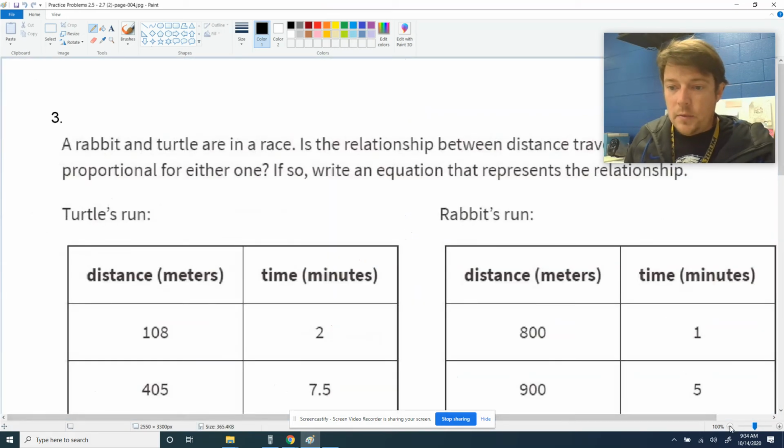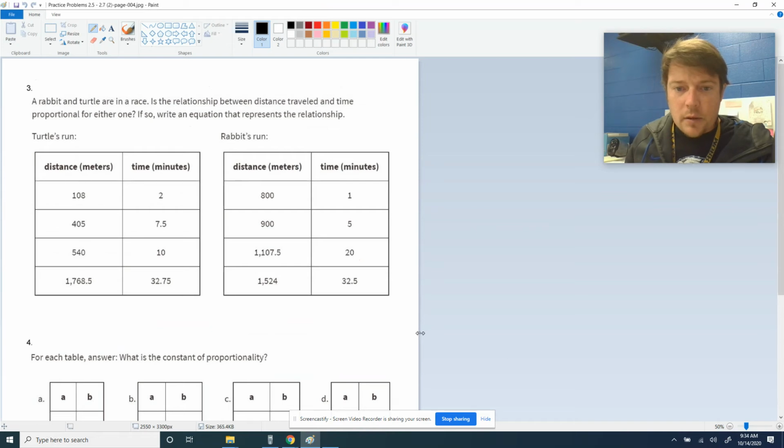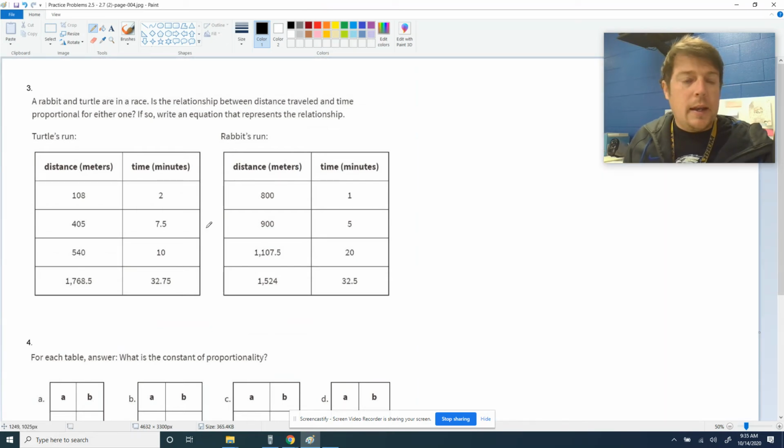All right, this one has a couple of tables for us to check out, and it wants to know about this rabbit and this turtle and their distance and time relationships. Is the relationship between distance traveled and time proportional for either? If so, write an equation that represents the relationship. Okay, let's start with the turtle.